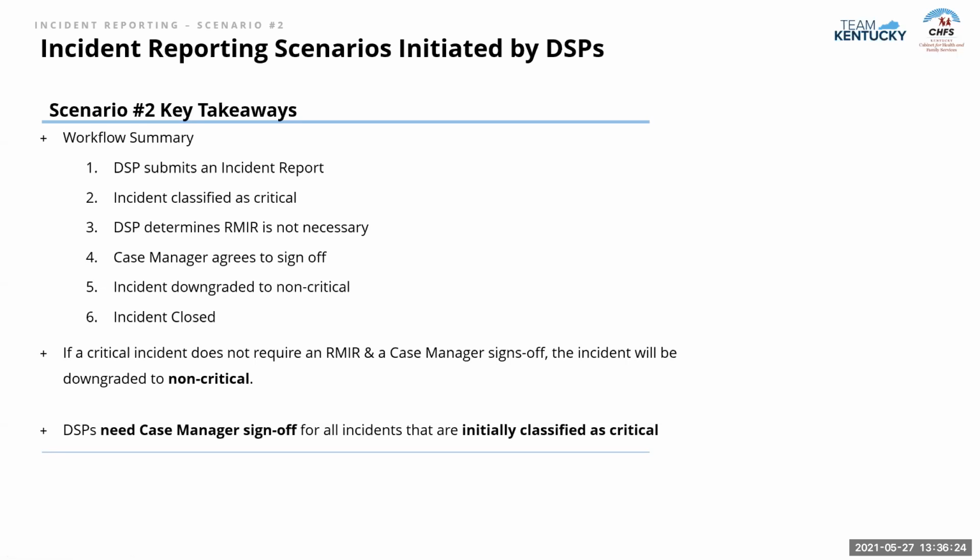If a critical incident does not require an RMIR and the case manager does agree to sign off, the incident can then automatically be downgraded to non-critical and closed. And also, direct service providers do need case manager sign off for all incidents that are initially classified as critical. Just keep in mind, even if an RMIR is not required, the direct service provider must always get a case manager sign off for a critical incident.